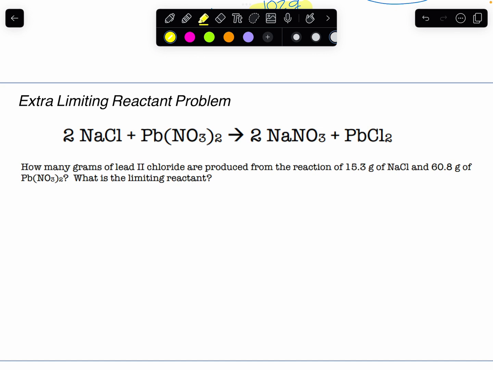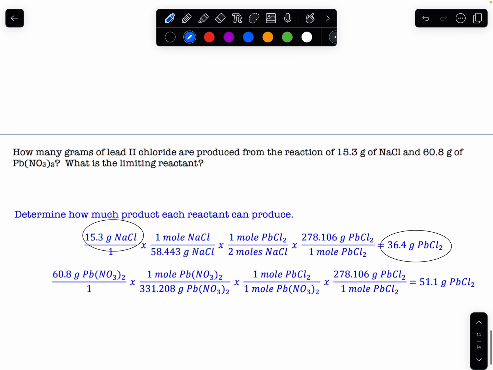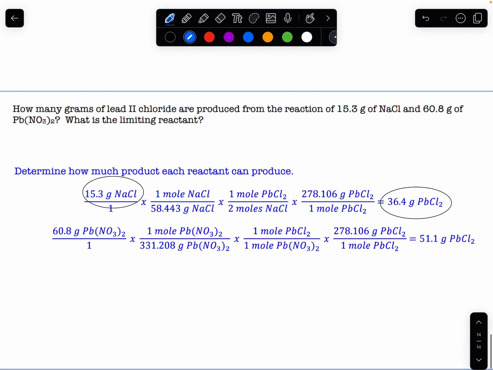Now, because I know limiting reactant problems are difficult, I provided you with an extra example. I'd love you to pause the video and try this on your own. And then when you are ready, you can go to the next slide or continue watching the video and it will give you the answers, okay? So go ahead and pause and go ahead and do this problem. Going to go ahead and move down.